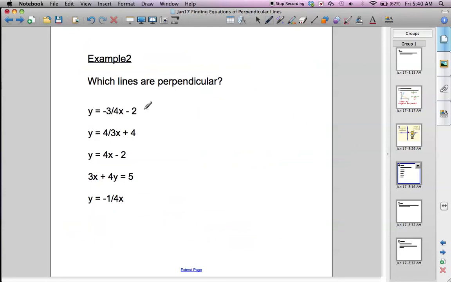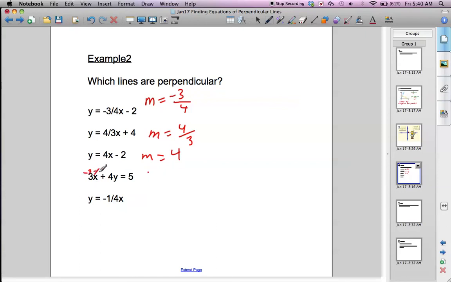We're going to identify which lines are perpendicular. So let's identify the slopes first. In the first one we have a slope of negative 3/4. In the second one we have a slope of 4/3. Here we have a slope of 4. And this one we're going to have to solve for y first.